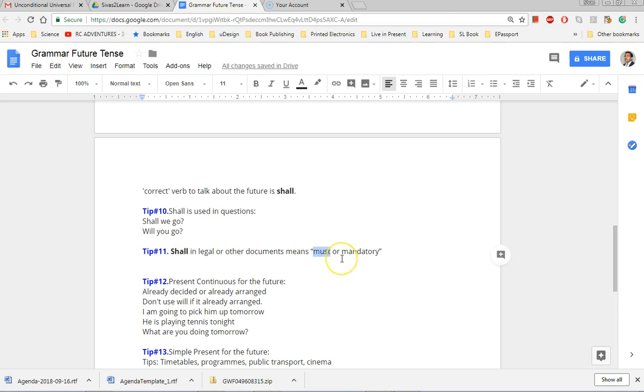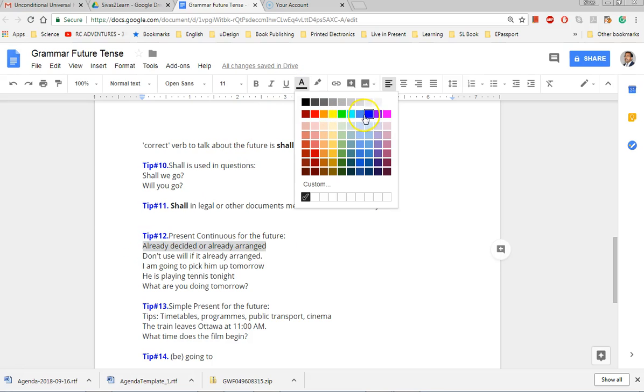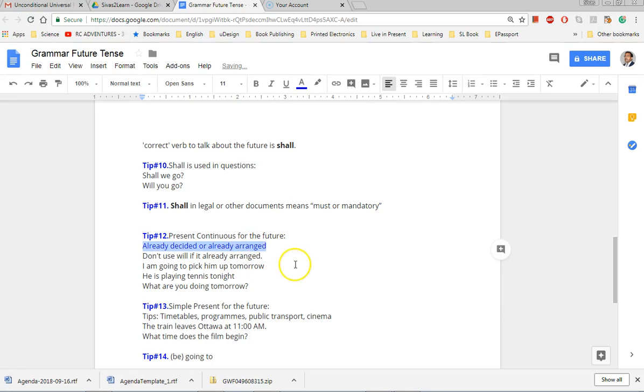Sometimes you use present continuous, but still for the future. Say for example, I'm going to pick him up tomorrow, right? This is going to be happening tomorrow, but still you are using "am going". It's a present continuous form. He is playing tennis tonight. So this is future, but we are in a situation where it's already confirmed, already decided, and already arranged. This is where you use present continuous for the future.